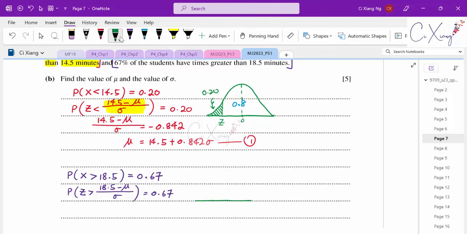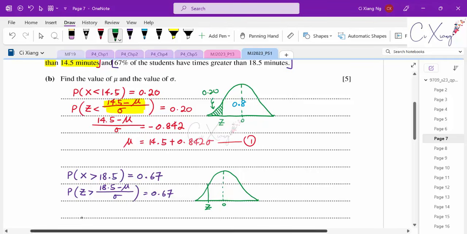Okay, after that, to decide the value of z, it will be good if I can try to visualize first. Okay, 0.67 is a large area, so it should be more than half the area. Therefore, if I want to sketch the diagram, I know that my z will be here and z greater than. So greater than means that I want to shade the area on the right of the z. Okay, and this particular area here is 0.67.